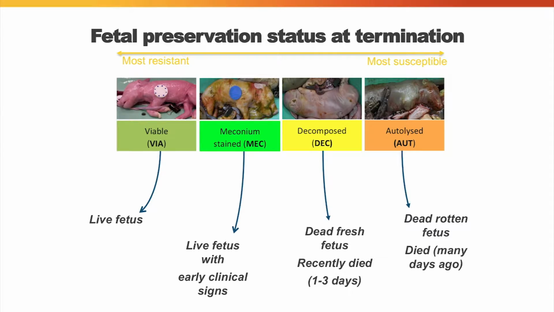We use these 4 different categories to reflect resistance. On the far left-hand side, the viable fetuses are the most resistant in the litter. And on the far right-hand side, the autolyzed fetuses are the most susceptible in the litter, because those have been the first fetuses to die in the litter.